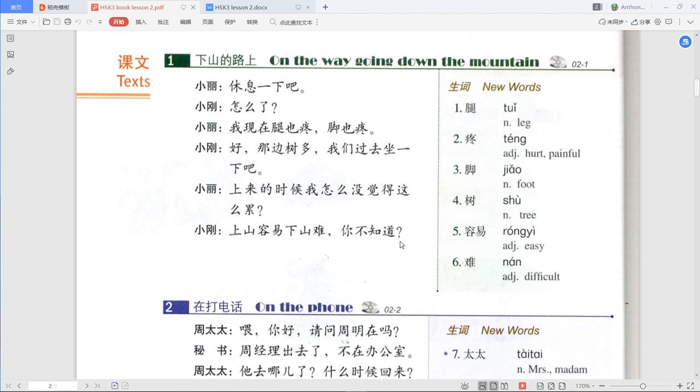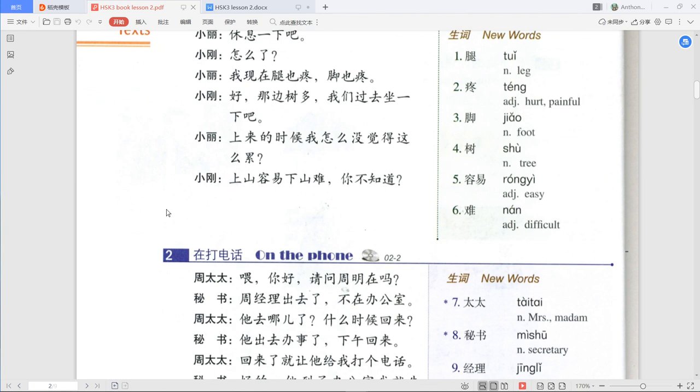你不知道吗. However, in spoken Chinese, you don't have to say the 吗. You can omit that. So you need to make the tone clear. It's a question. 你不知道, 你不知道吗? If you just say 你不知道, it's not very clear. I would suggest we just use 吗 to make it clear. So this is the first part of the conversation. Okay, we go to the next part.